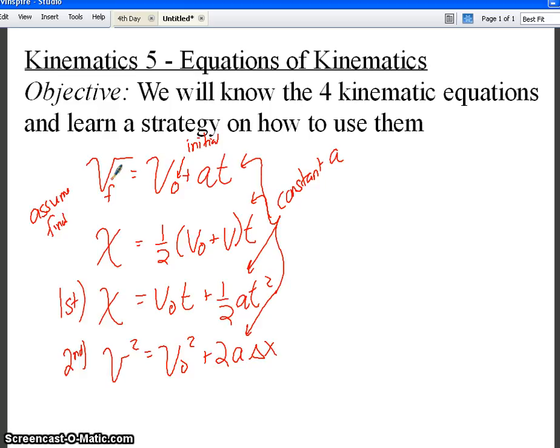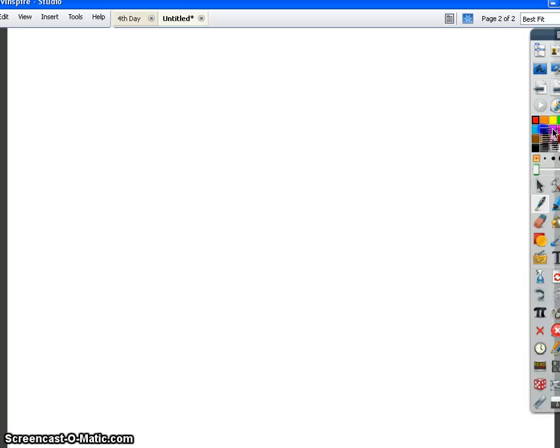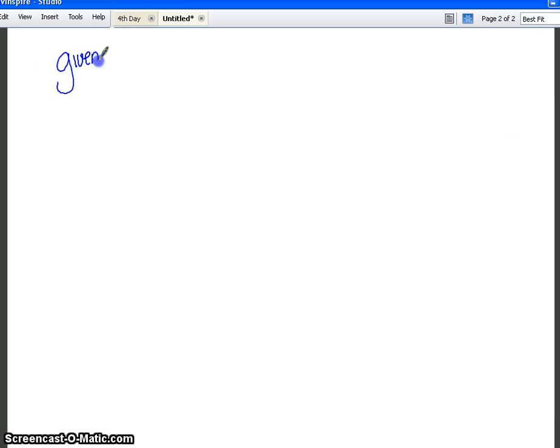I'm not going to go into any problems right now, but let's figure out a strategy for doing kinematic problems first. The first thing you should do when you read a question is write down what you are given. I think every single physics teacher teaches this, and I'm going to as well.